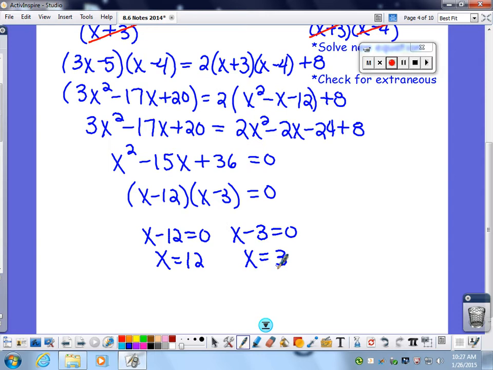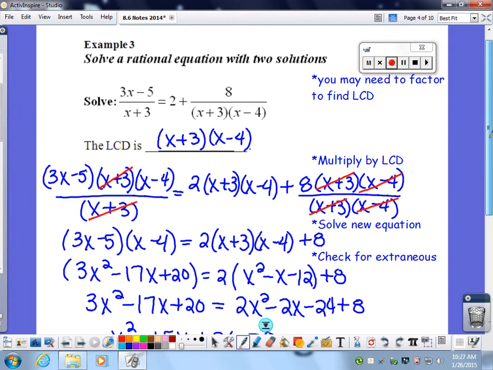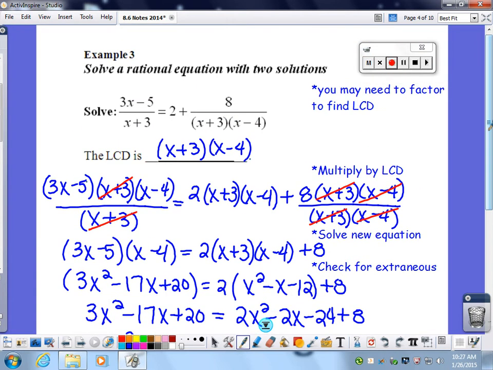Alright, now we need to check to make sure both of those work. So let's go back and look at our original equation. What were the restrictions on our domain? Make sure we didn't use any of our restricted answers. Restrictions on my domain: my denominators cannot be 0. So x plus 3 cannot equal 0, so x cannot equal negative 3. And x minus 4 cannot equal 0, so that means x cannot equal positive 4.